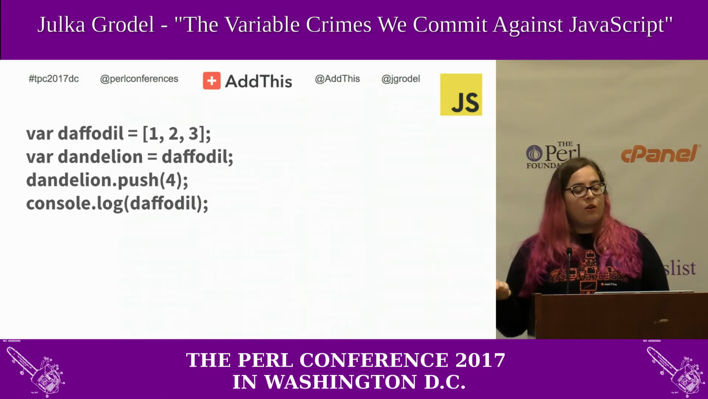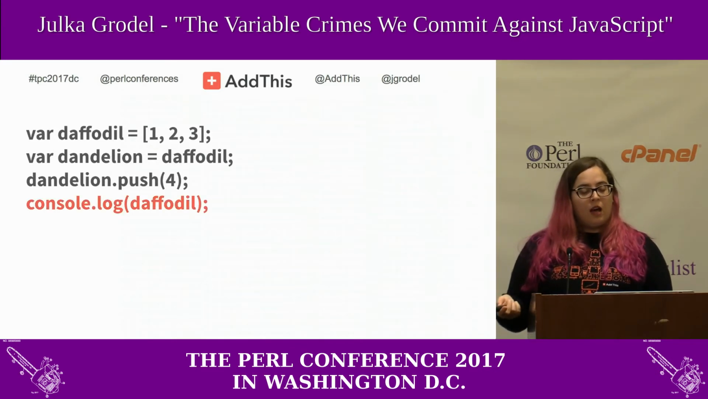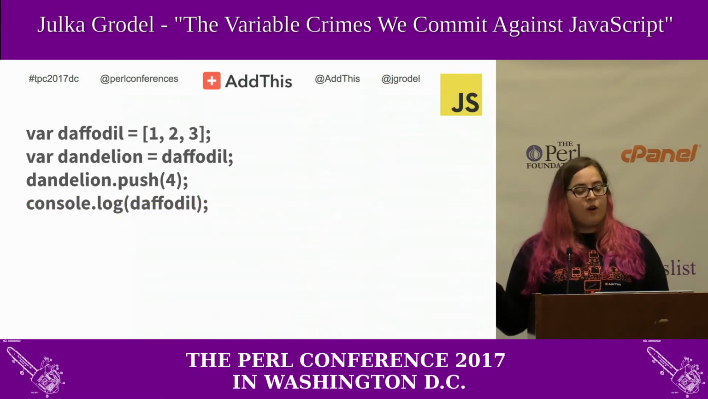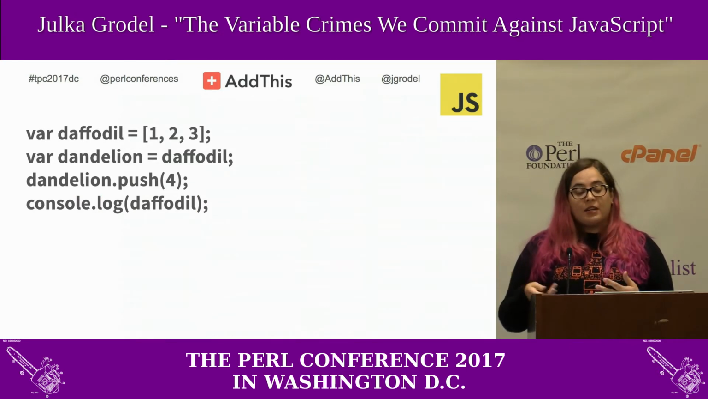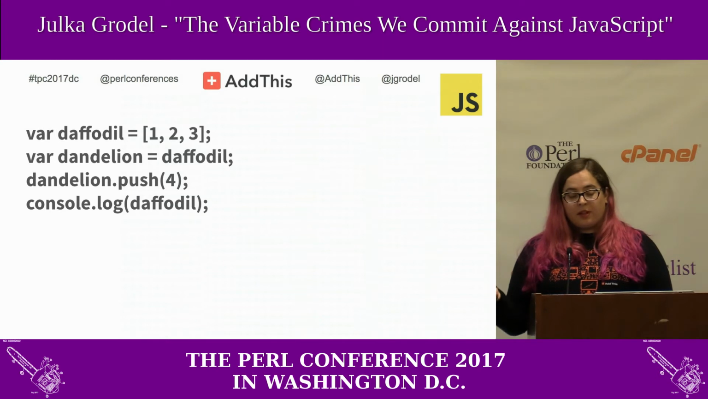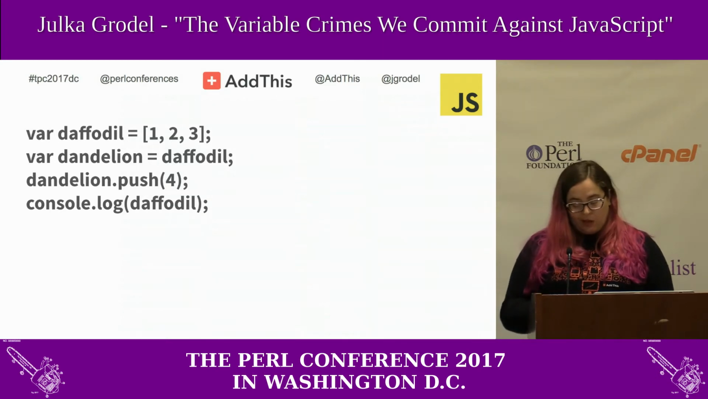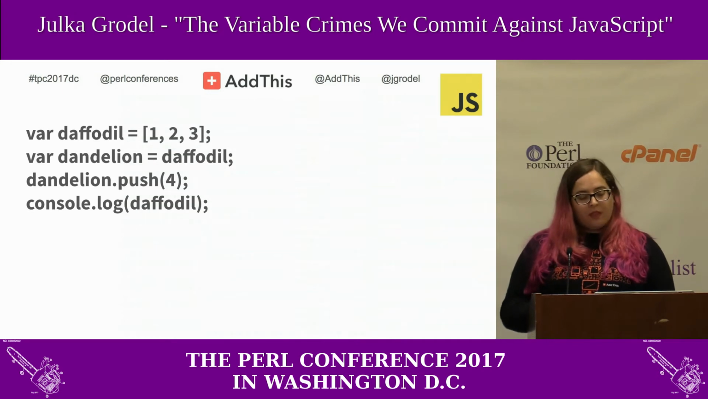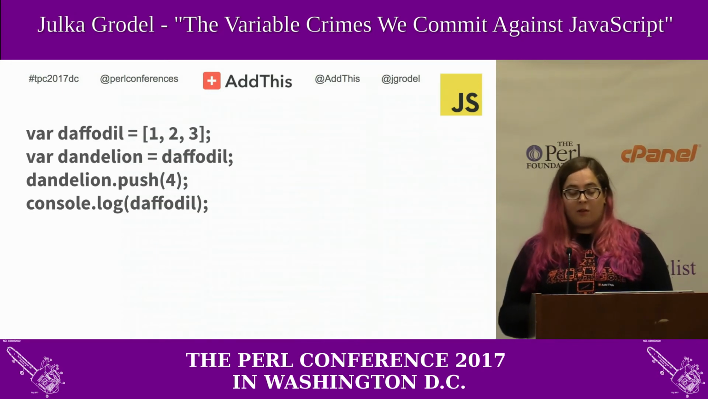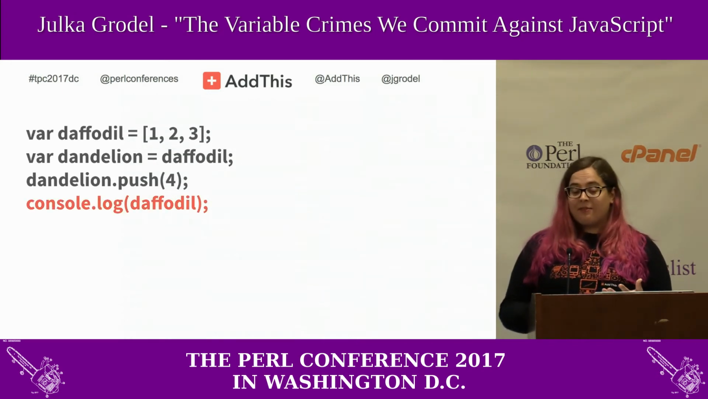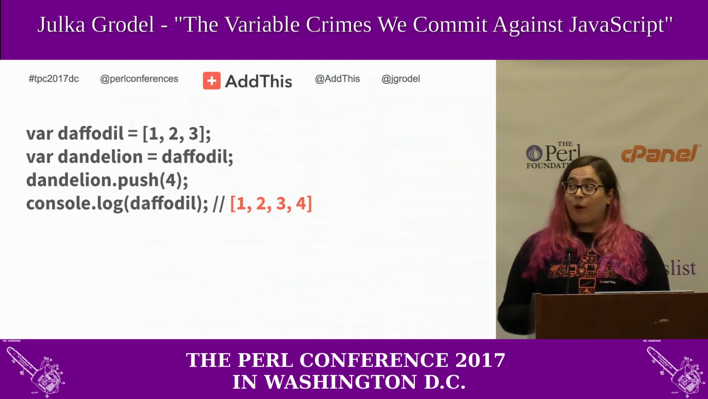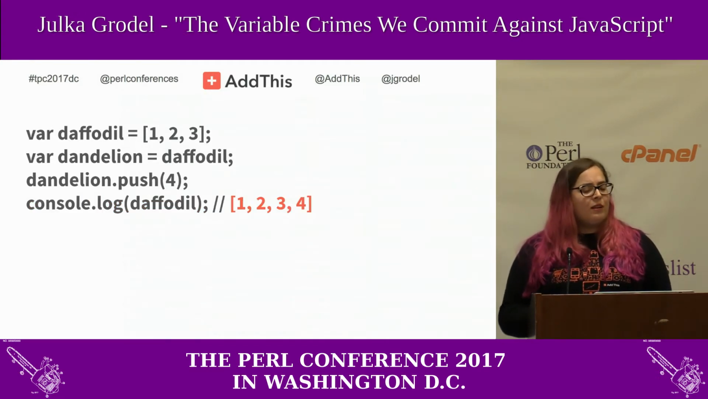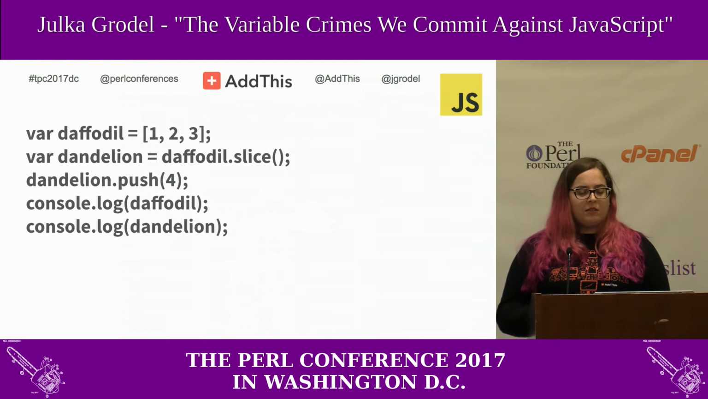Here's the same kind of thing with an array. So my array is var daffodil. It has the numbers 1, 2, 3. I take var dandelion and I copy daffodil, and I say it equals daffodil. I've copied the reference for it there. And if I push to dandelion the number 4, and I console log out daffodil, I get 1, 2, 3, 4.